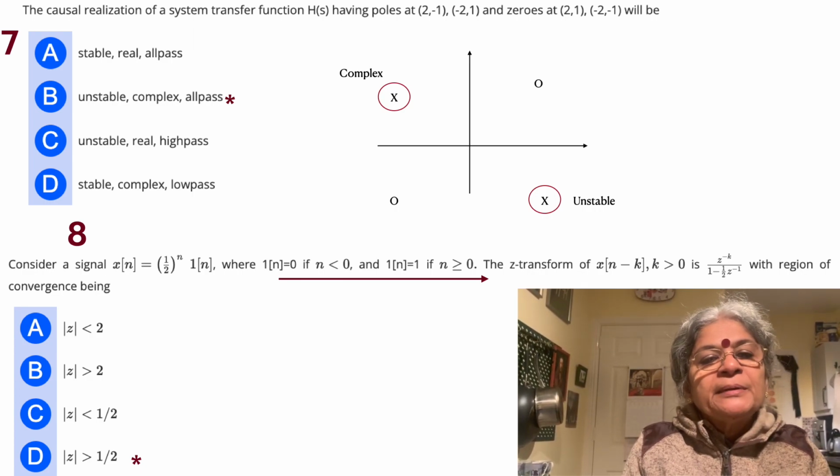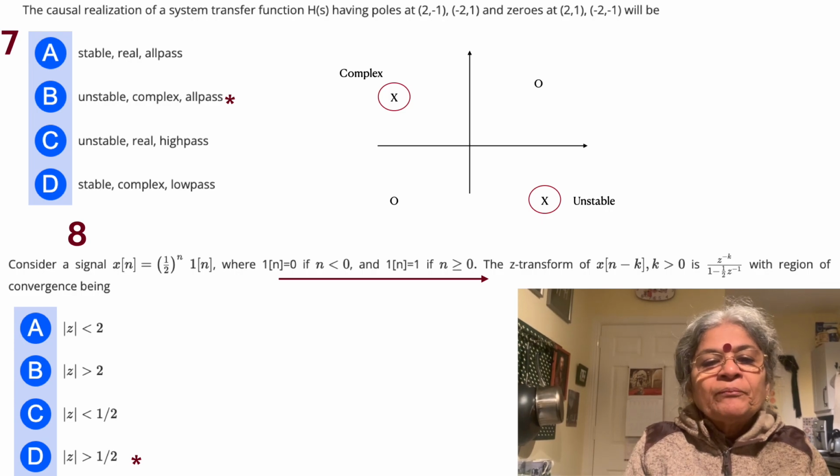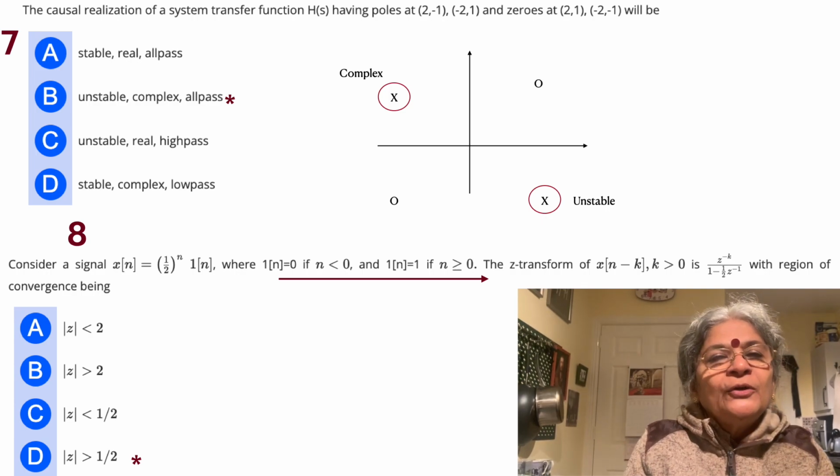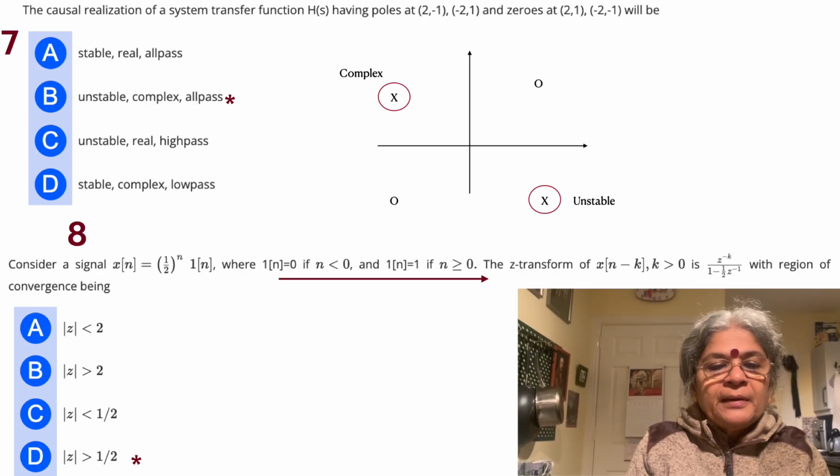Okay, and it is explained as H(s). So you can take the sigma j omega domain, or s domain, for picturizing what is happening. Okay, so let's move to the eighth problem.